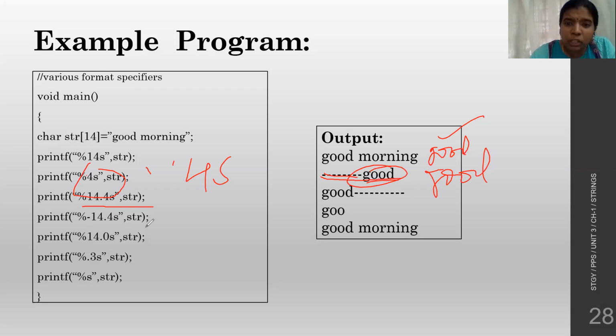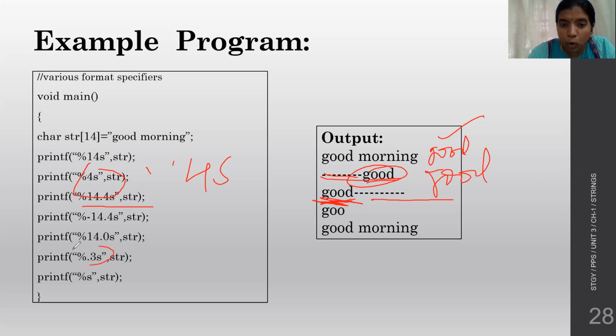Next one, minus 14.4s. Minus gets it left justified. So therefore good, and then followed by spaces. This is the next one. Okay, now 14.0s. 14.0 means you don't print anything. So here you should be getting nothing because there is no slash and you're not printing this. It will not print anything.